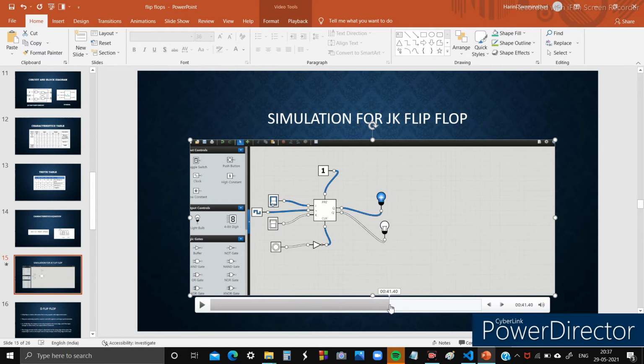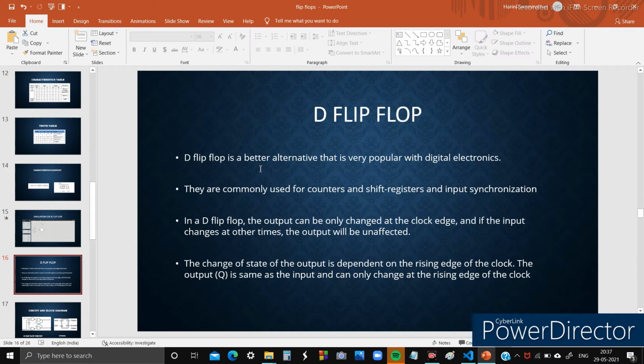By giving 1 in J and 0 in K, we get Q as 1 and Q bar as 0. By giving 1 in K, we get Q bar as 1 and Q as 0. By giving 1 in both, we get Q as 1, Q bar as 0. This is all about the simulation for JK flip-flop.